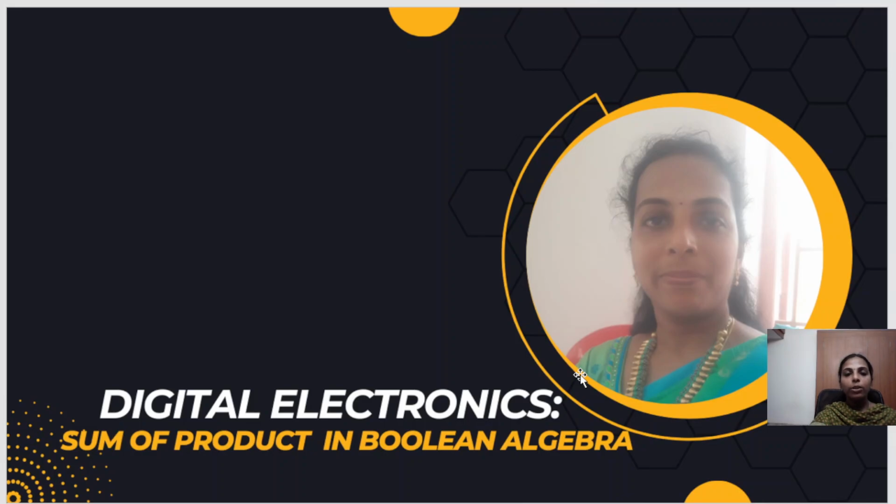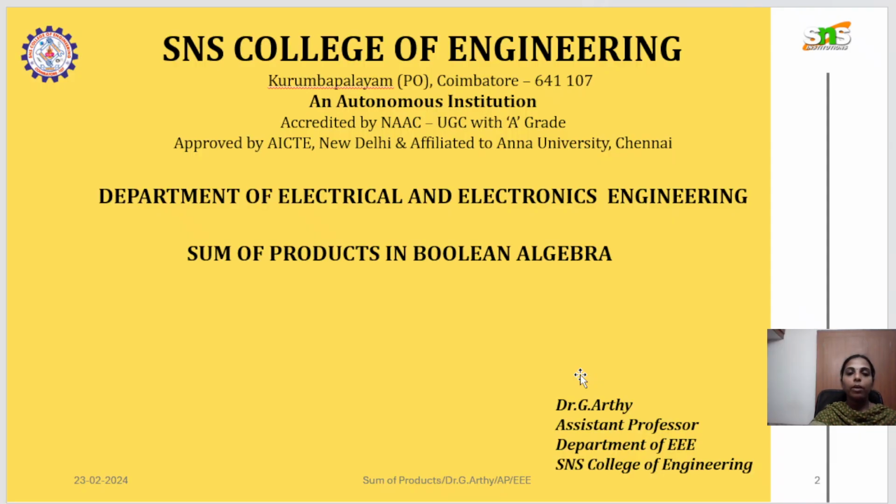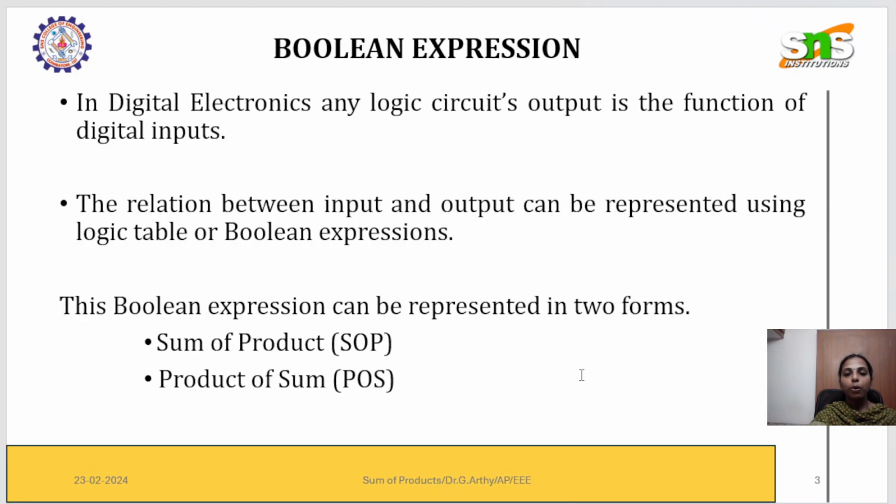So in today's lecture series, we are going to look into the sum of products in Boolean algebra. What does it mean by sum of products? In the last session, we have discussed about the Boolean expressions. This Boolean expression has AND gates and OR gates along with NOT gates, the basic three gates. So see, in between you have the sum as well as the products.